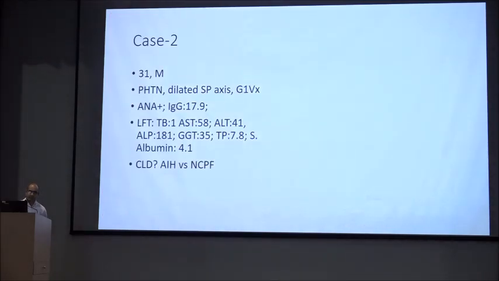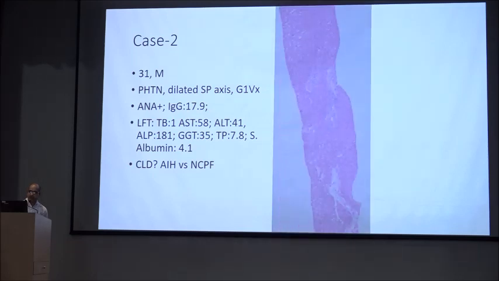The second case is a 31-year-old male with portal hypertension, dilated SP axis, grade 1 esophageal varices, ANA positive, IgG raised, and normal liver function tests. The differential diagnoses were CLD AIH versus NCPF. This is a low power view of the liver biopsy. You can see two portal structures here. They are not showing much inflammation, and they are expanded compared to the previous biopsy we saw. The liver parenchyma is not showing any inflammation or steatosis.